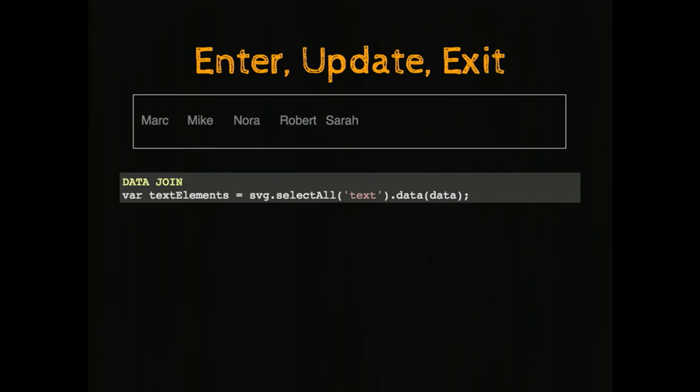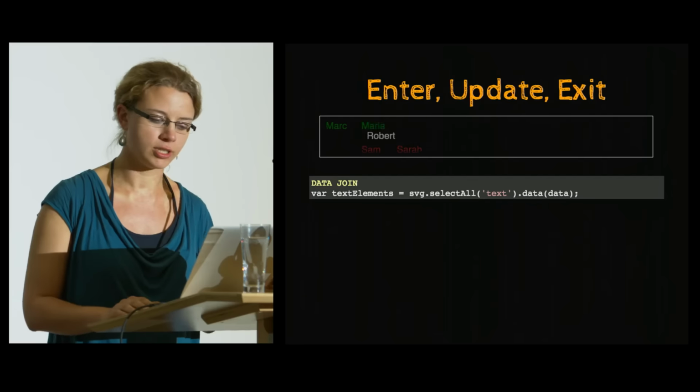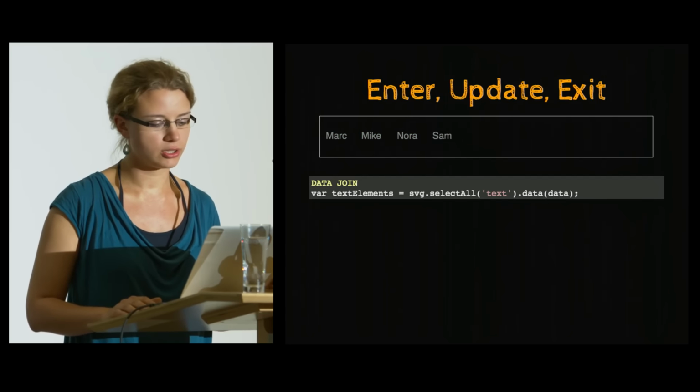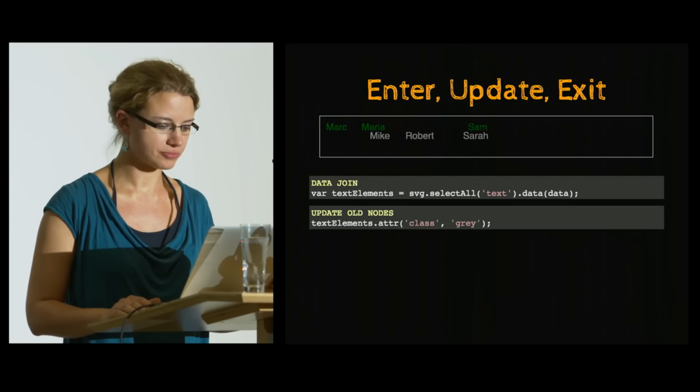So you have this data join, so you say select all text nodes. In the beginning, you don't have any. That's okay, that's just an empty set. And you bind the data. So now it knows, okay, I connect them to text nodes, and here is the data.